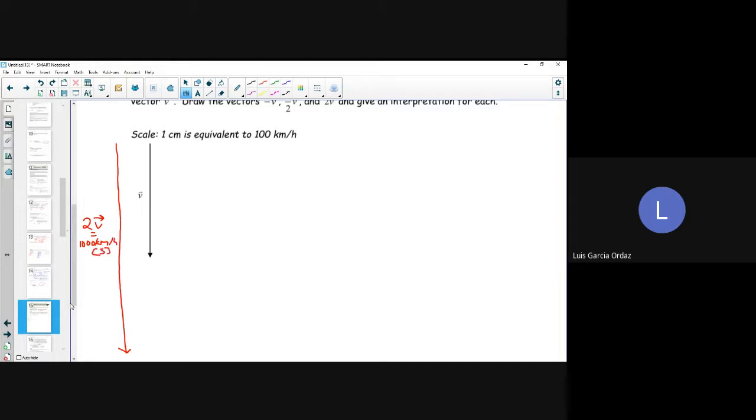My next one would be negative v, which is just the opposite direction of vector v. So my tail will start where the head of vector v is and go up and end at the tail of the original vector v. So this is negative v. And if I were to interpret that, what would my vector negative v state? How fast is my plane going, and in what direction is it going?